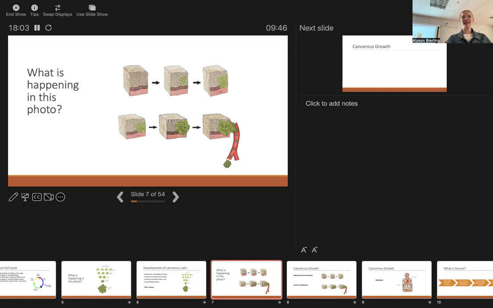All right, so what do we think is happening here in these images?